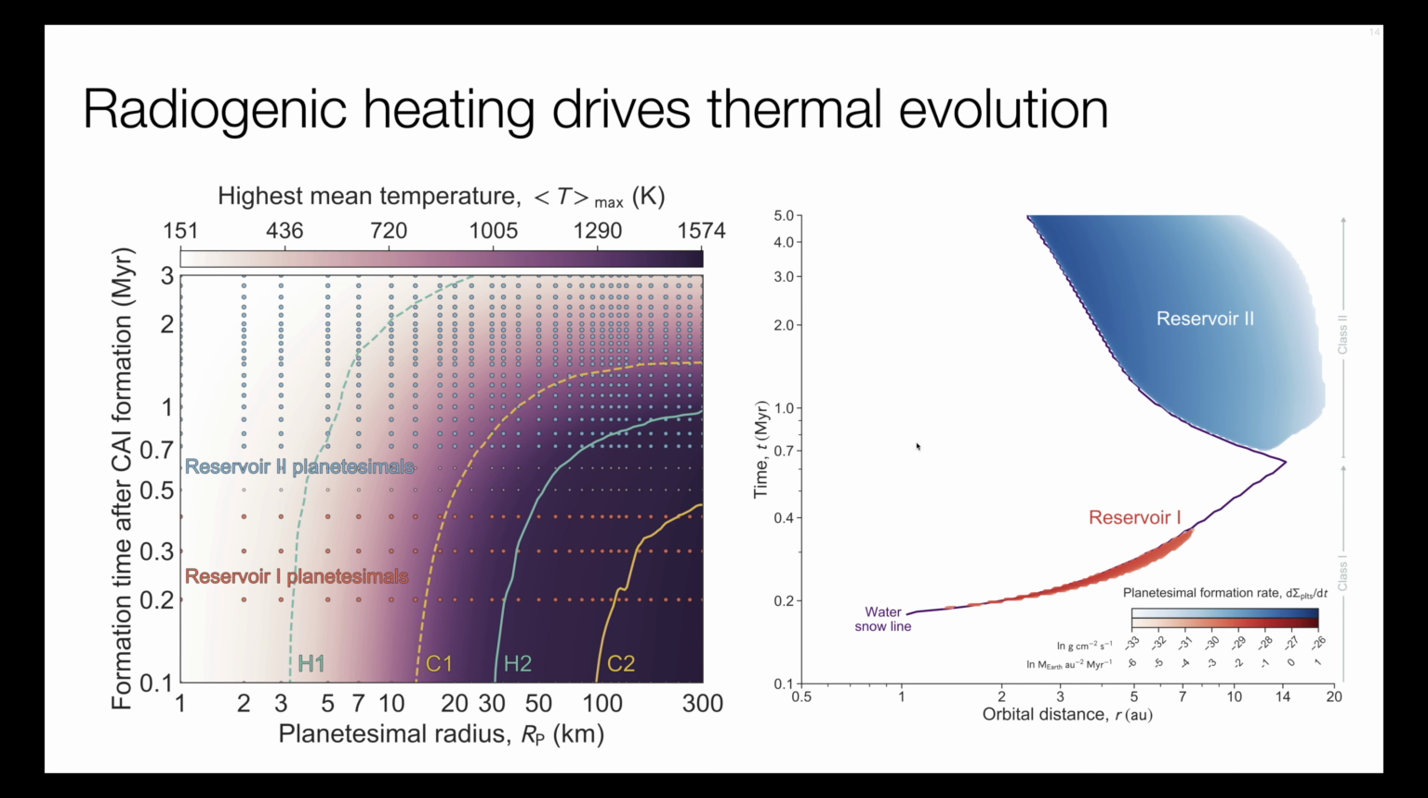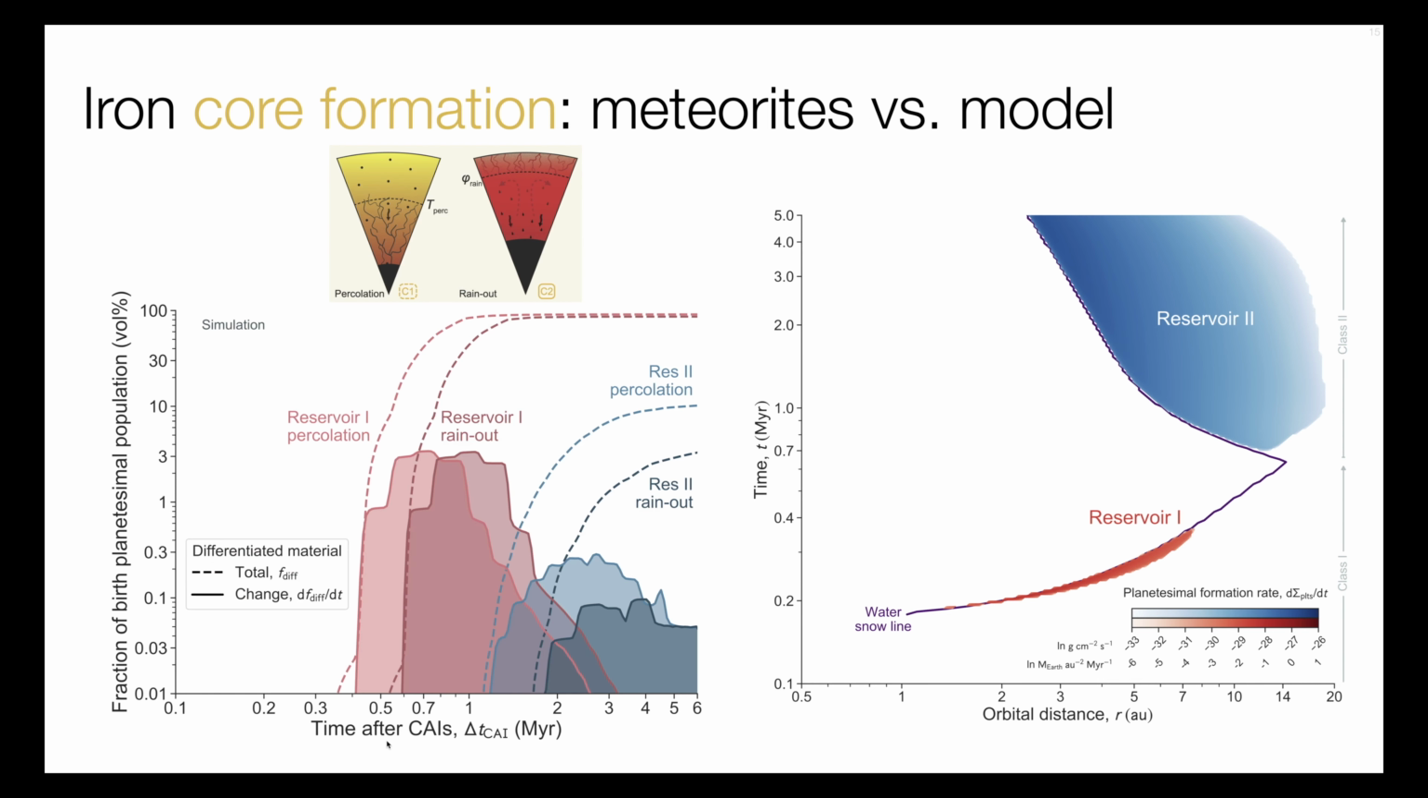The inner solar system, or reservoir 1 here, experiences high internal processing, whereas reservoir 2 experiences only low internal processing due to the difference in formation time. The time-dependent evolution is shown on the left side as a function of time after CAIs and fraction of birth planetesimal population. Reservoir 1 produces a peak of iron core formation at about 1 million years. Reservoir 2 produces a peak at about 3 to 4 million years.